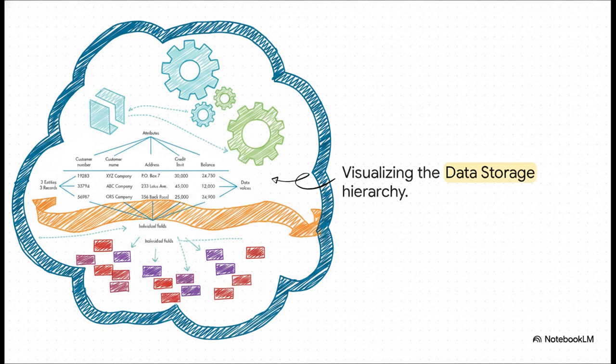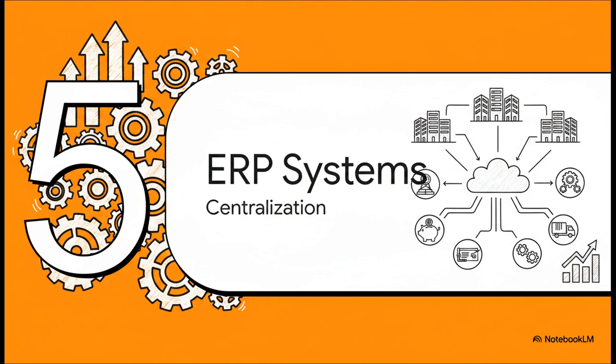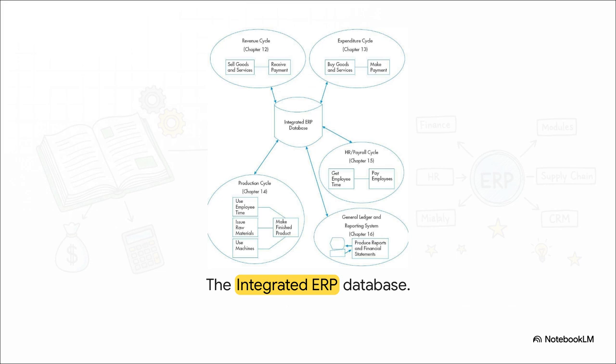And finally, Section 5, Enterprise Resource Planning Systems. We are scaling way up now, from basic localized storage to massive, fully integrated corporate infrastructures. An enterprise resource planning system, or ERP, acts as the ultimate corporate integrator. Notice the hub and spoke model. Remember those completely separate business cycles we discussed earlier? Revenue, expenditure, production, HR. An ERP takes all of those disparate, previously isolated modules and plugs them directly into one massive centralized database right in the center.